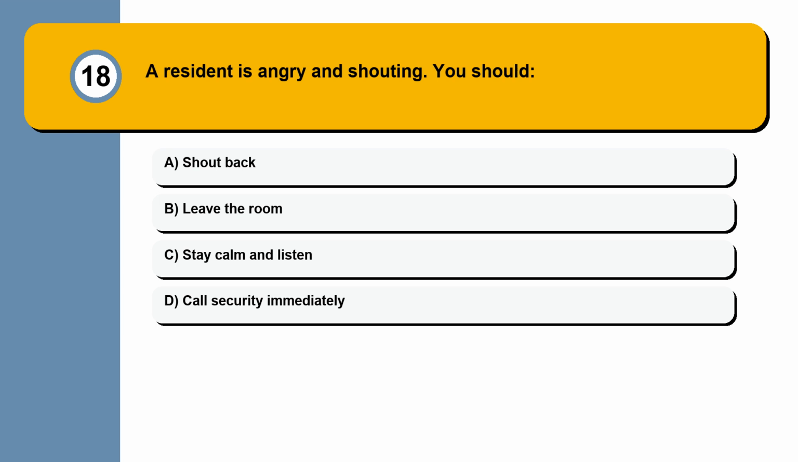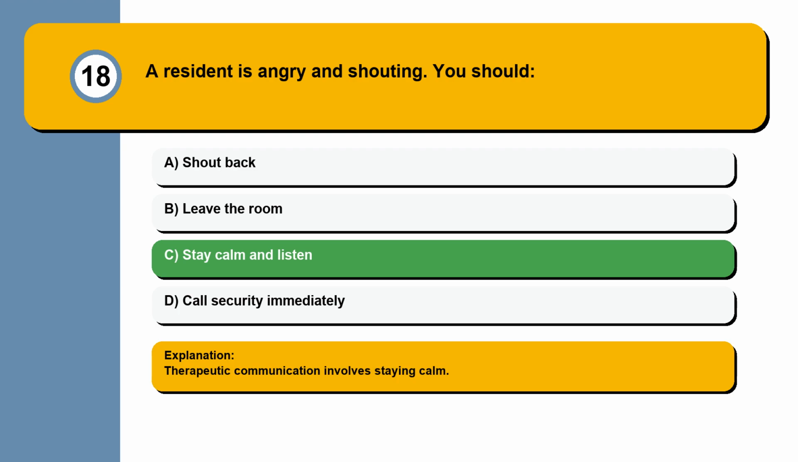Question 18. A resident is angry and shouting. You should shout back. Leave the room. Stay calm and listen. Call security immediately. Therapeutic communication involves staying calm.